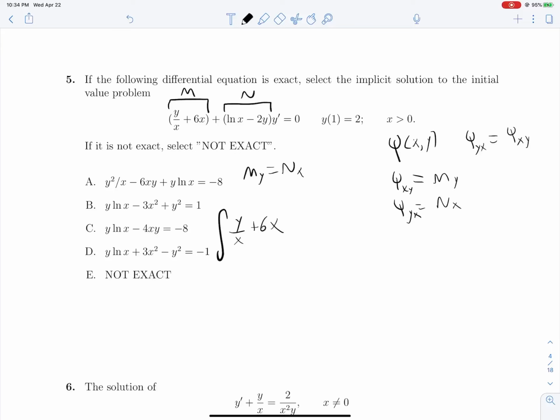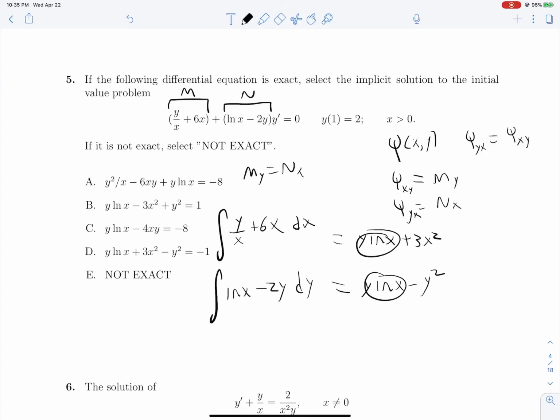We know that M is the partial derivative of phi with respect to x, so we're integrating that dx, and then we're comparing that with the integral of N dy, which is ln x minus 2y dy. This will give us y ln x plus 3x squared, and over here we get y ln x minus y squared. So noting that we have a repeat here, we're only going to count that once, and we're going to count everything else, all the unique bits, once each.